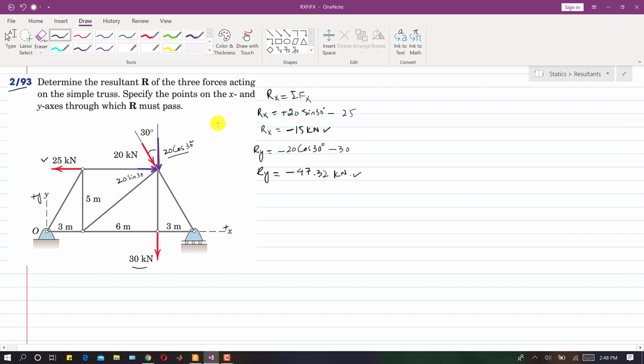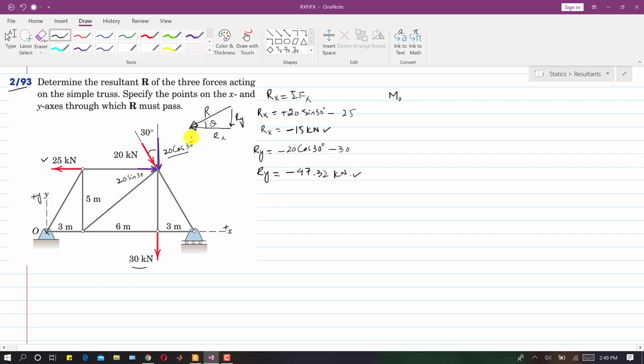So this will be the actual direction of R, right? As the Rx component is along the negative x-axis and the Ry is also in the negative y direction, R will be making some angle theta, and this will be the direction of that R, right? Now we will find the moment about O. We need to determine the moment due to these three forces about this point O, right?